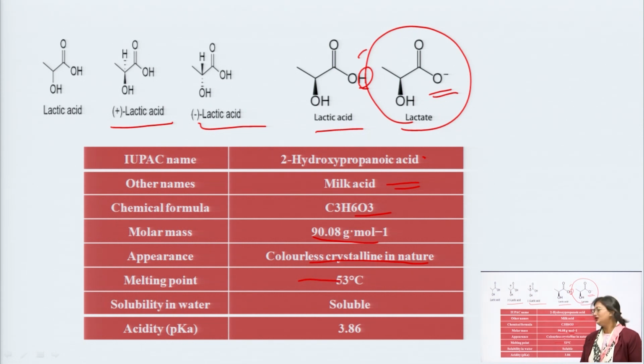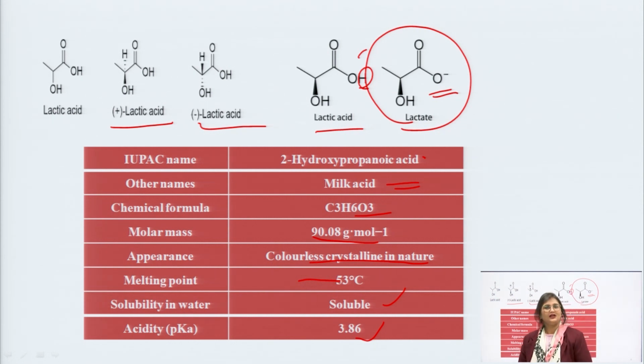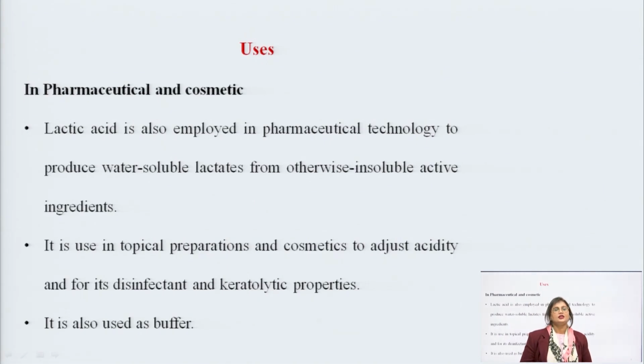It is soluble in water. It has a pKa of 3.86. So, these are the various properties of lactic acid. Lactic acid, also known as milk acid, is produced from milk. The most important benefit of lactic acid is its being an alpha hydroxy acid. Now, let us look into the various uses of lactic acid, how it is used in pharmaceutical and cosmetic preparations.